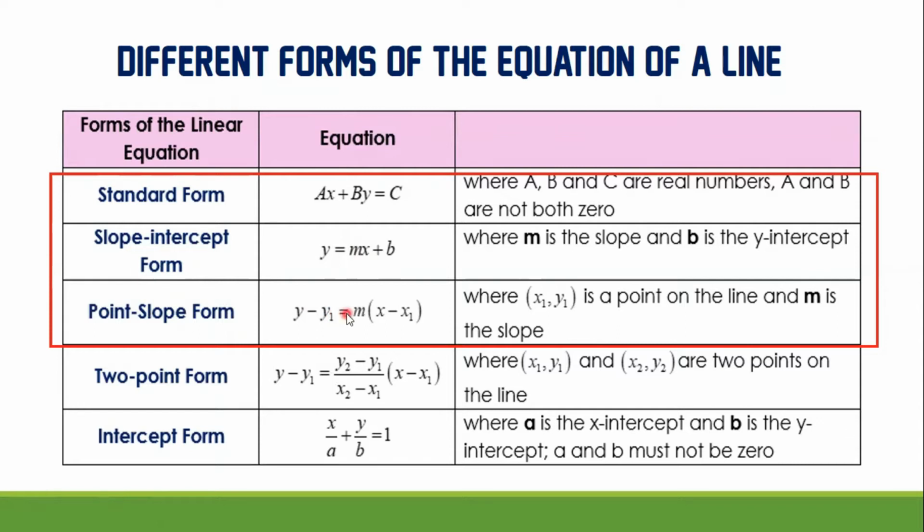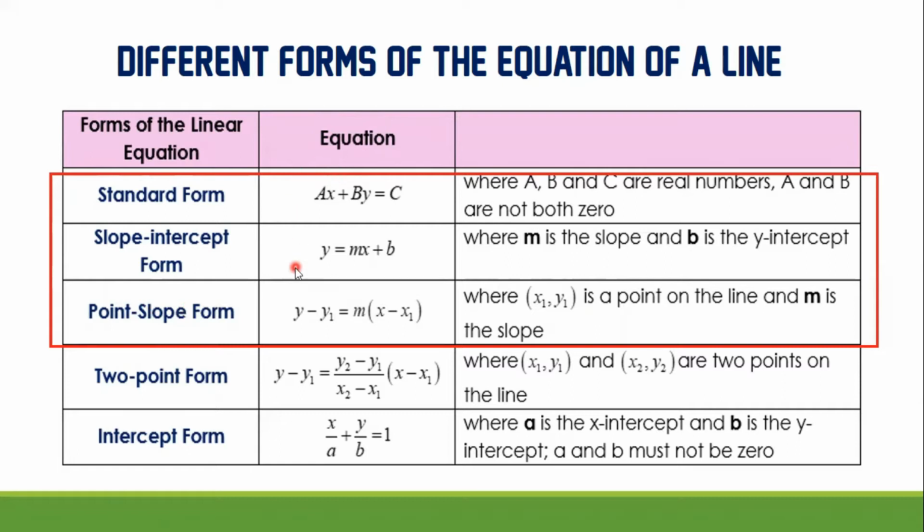And same thing with the third one, which is the point-slope form, which is y minus y sub 1 equals m times x minus x sub 1, where x sub 1, y sub 1 here represents the ordered pair of your point, and m here stands for the slope. And of course, you're going to use this if you're given a point and a slope.